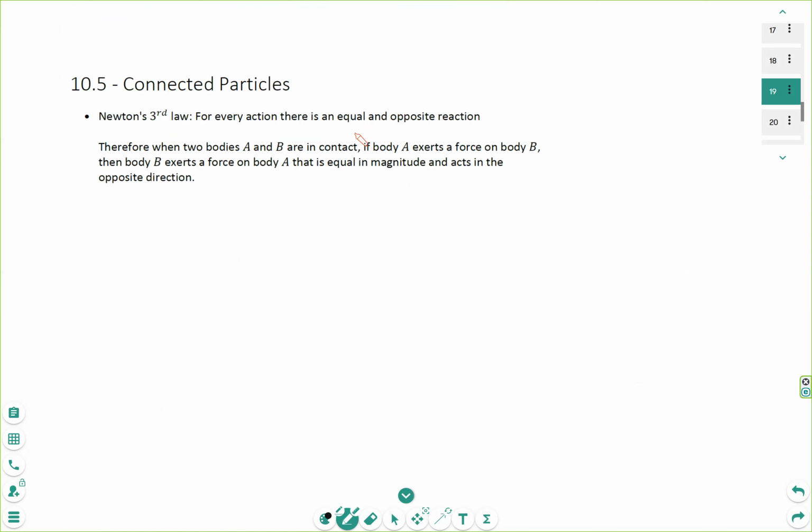For every action, there is an equal and opposite reaction. Therefore, when two bodies A and B are in contact, if body A exerts a force on body B, then body B exerts a force on body A that is equal in magnitude and acts in the opposite direction. Sounds very confusing, isn't it?